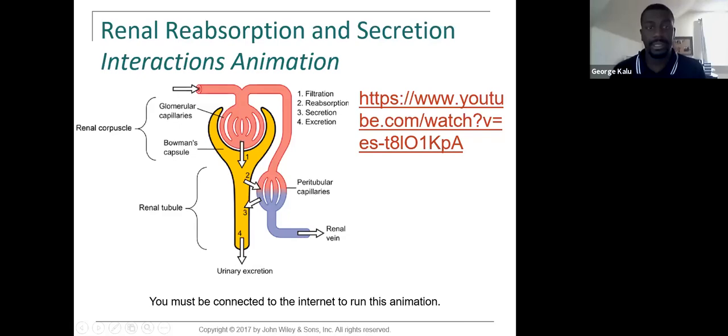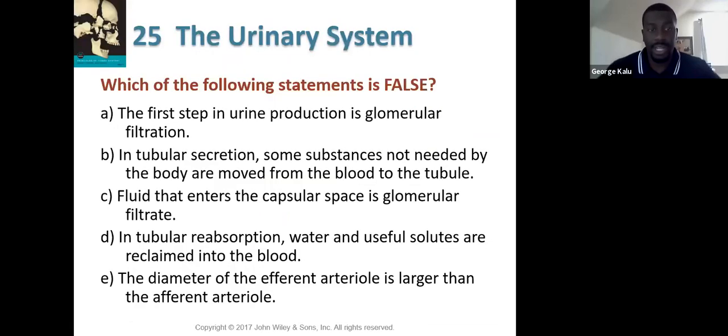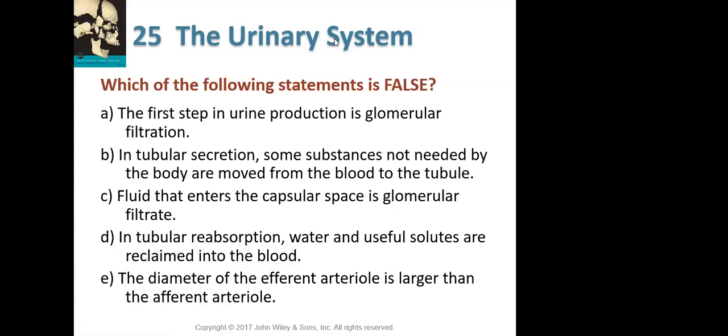Okay, so question here. Which of the following statements is false? A, the first step in urine production is glomerular filtration. B, in tubular secretion, substances not needed by the body are moved from the blood to the tubules. C, fluid that enters the capsular space is glomerular filtrate. D, in tubular reabsorption, water and useful solutes are reclaimed into the blood. Or E, the diameter of the efferent arteriole is larger than the afferent arteriole. Which one is false?